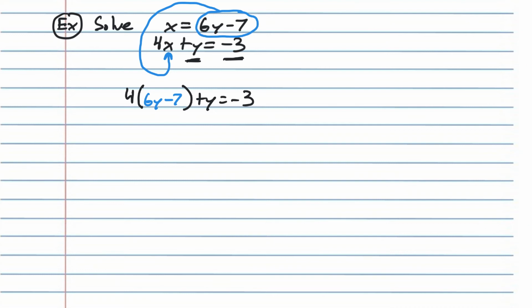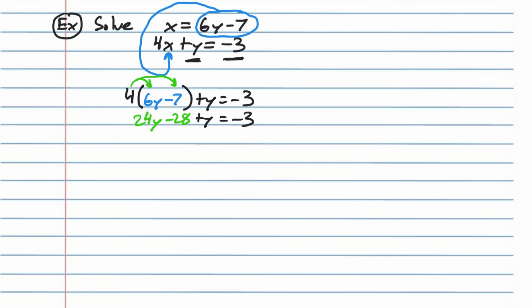Now we're kind of back to where we were in the last question. Our only variable in this equation is y. So now we can solve for y. The first thing we're going to have to do is multiply. We have to take this 4 and multiply it across. So 4 times 6 is 24y, and 4 times negative 7 is negative 28. Don't forget that the other y is still there, so bring that straight down. Plus y equals negative 3.